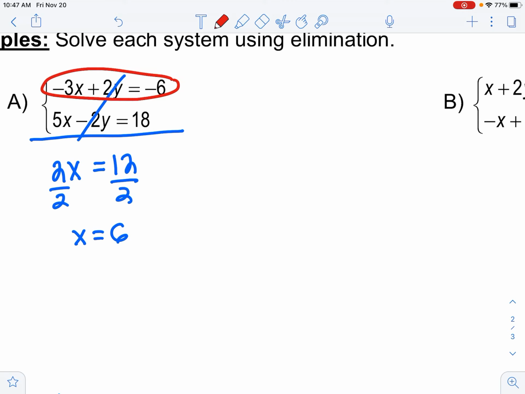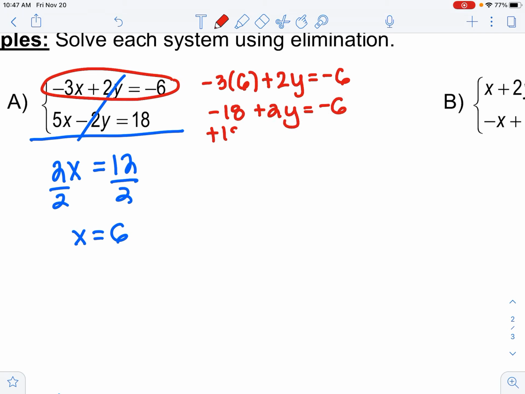I'm just going to do the first one, because the first one and the second one don't look much different to me as far as difficulty level goes. All right, so I have negative 3 times x, which I already found is 6, plus 2y is equal to negative 6. So that's negative 18 plus 2y is equal to negative 6. I'm going to add 18 to both sides.